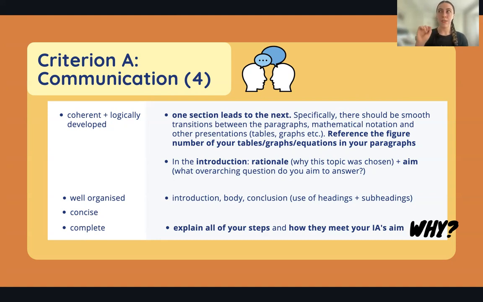So if there's anything in your paragraphs that you want understood by the marker, you can't just say, oh, I did this, see Appendix 1. If it's something that's critical to their understanding of your method, then you have to put that in your actual IA. But if it's something that is not critical, maybe the intermediate step between this step and the next thing that you're going to do, then you can put it in the appendix because it's not critical to them understanding your method.